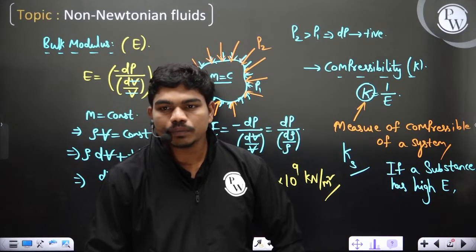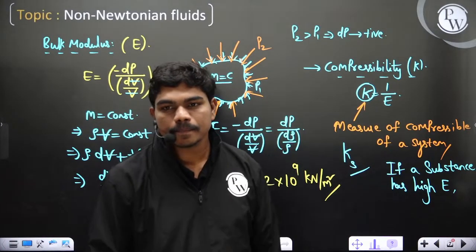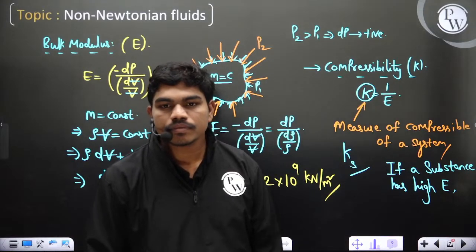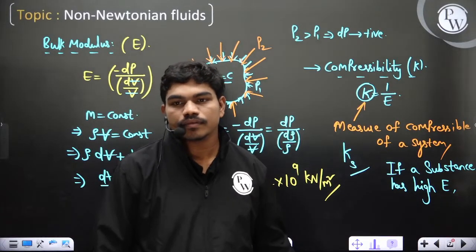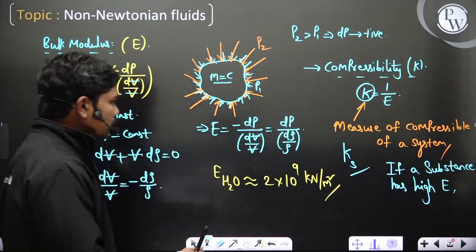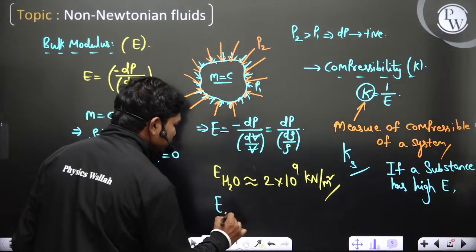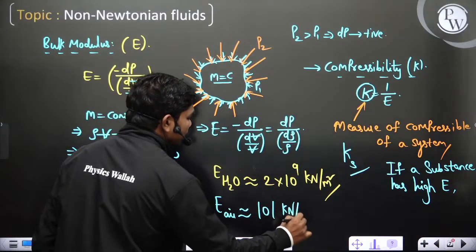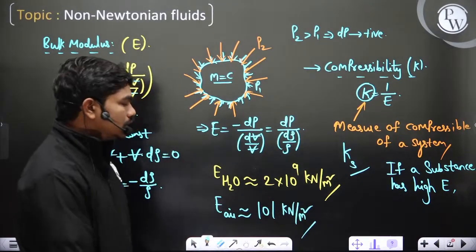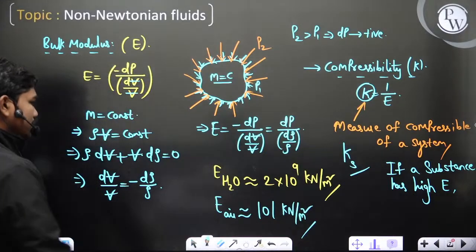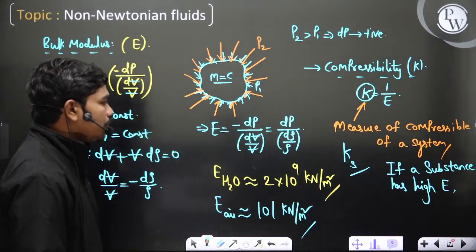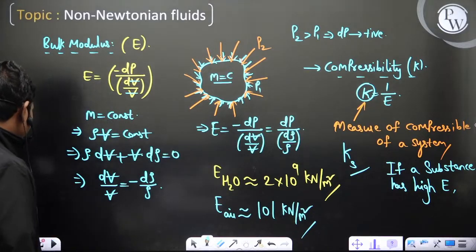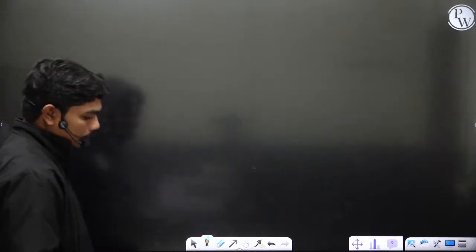Is this clear to all of you? Please type in the chat box. Yes. Now let us continue. For air, at atmospheric conditions, it is roughly 101 kilonewton per meter square, and for water it is roughly 2 into 10 power 9 kilonewton per meter square. Now I would like to emphasize 2 important things.